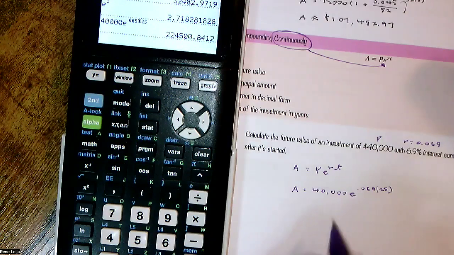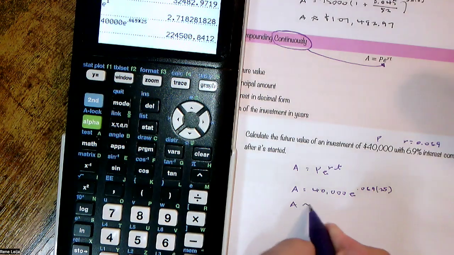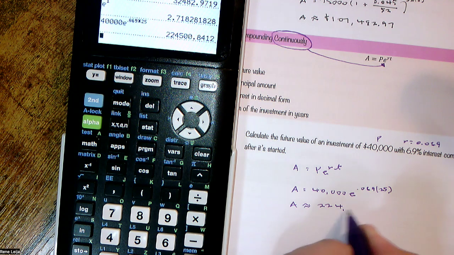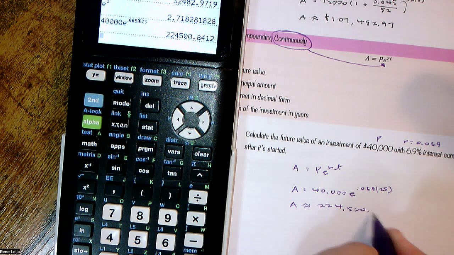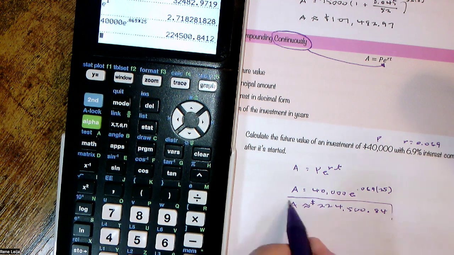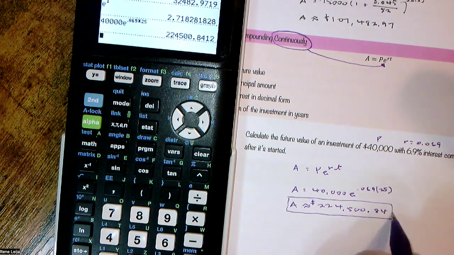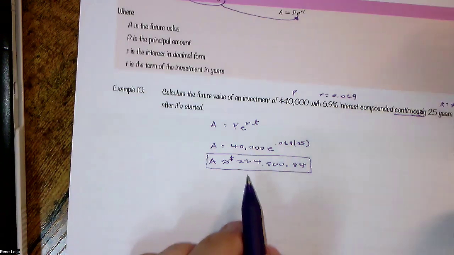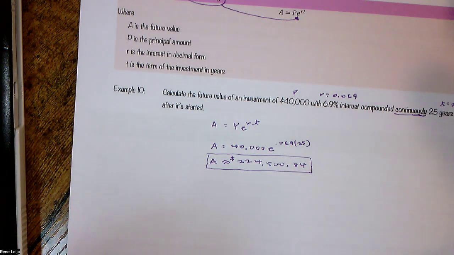So our future value is approximately $224,500.84. A $40,000 investment compounded continuously for 25 years at an interest rate of 6.9% will get you approximately $224,500.84. Okay. All right, that's it for this section, guys.